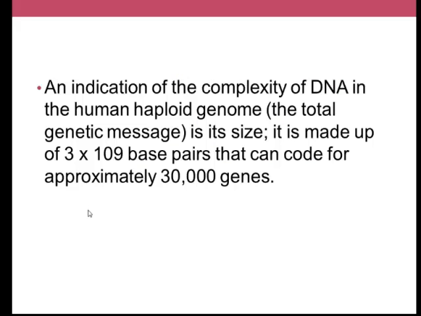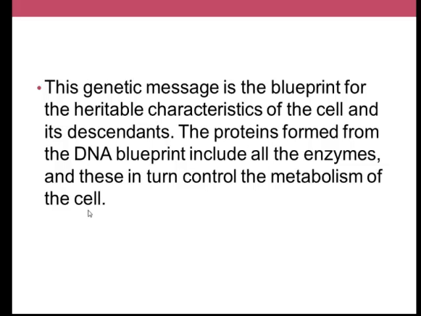An indication of the complexity of DNA in the human haploid genome is its size. It's made up of 3 times 10^9 base pairs that can code for approximately 30,000 genes. And this genetic message is the blueprint for the characteristics that are transferred between cells and their descendants. The proteins formed from the DNA blueprint include all the enzymes, and these in turn control the metabolism of the cell.